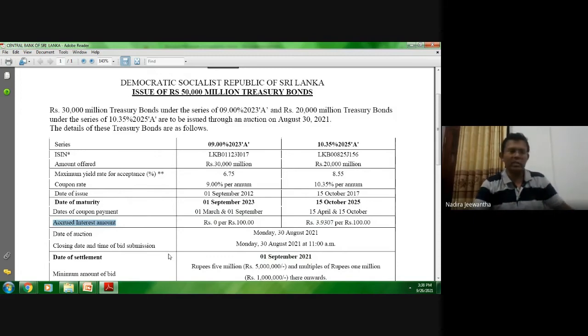Now, if you go and see a bank's debenture, it doesn't say accrued interest. Why? It's not previously issued. They get approval and issue it once, finish. Now, treasury bonds are not like that.